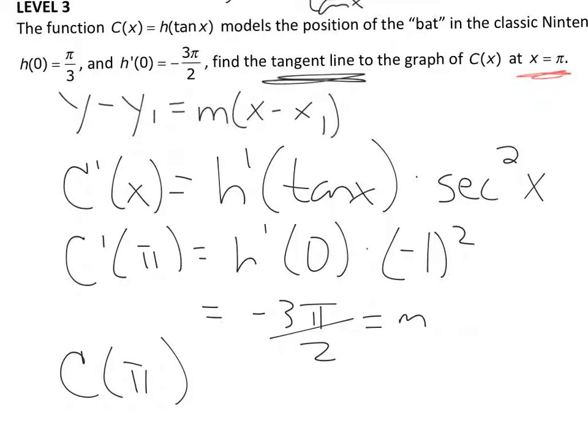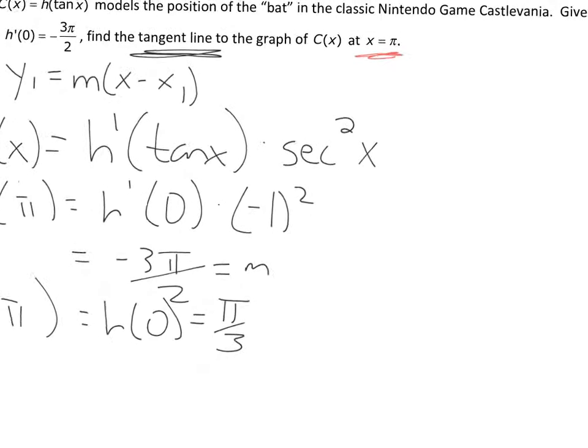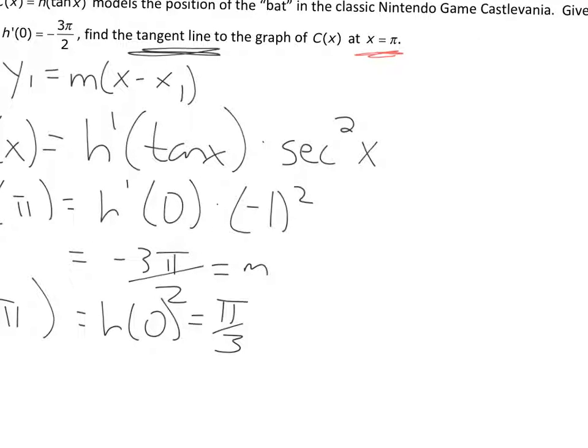So c of pi. Well, that's going to become h of the tangent of pi. Tangent of pi is 0. H of 0 equals pi over 3. My final answer then for this question, y minus the y-coordinate equals the slope times x minus the x-coordinate there. And that is a pi at the end.